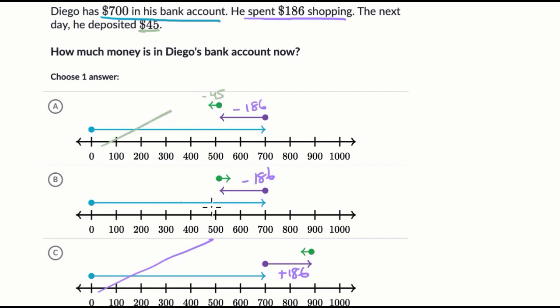Choice B looks right. We have 700. We took out 186 spending it. And then from that point, we add back another 45. So I am liking choice B.